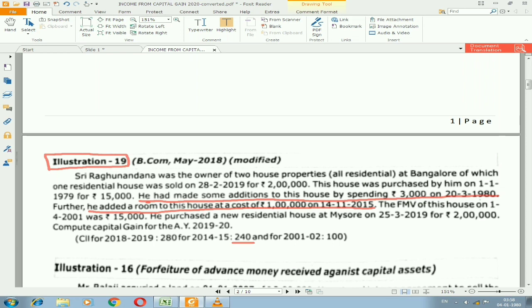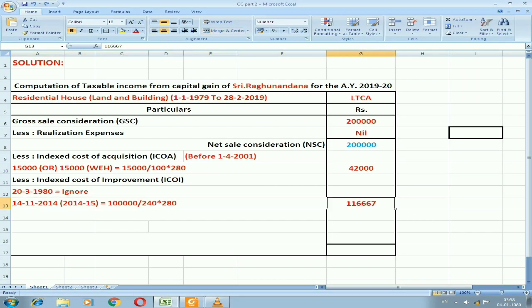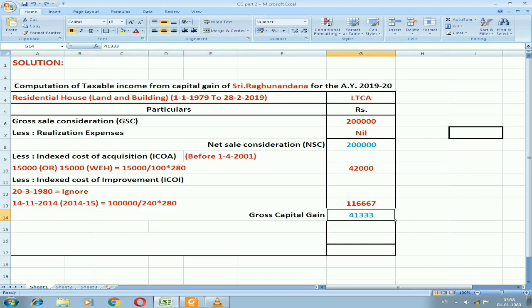So we need to divide it by 240, which is the index number, and we are supposed to multiply with 280. 1 lakh divided by 240, the index number for 2014-15, multiplied by 280, you will get an amount of 1,16,667. You need to round off that amount. So next I need to find out the total gross capital gain, which is 41,333.